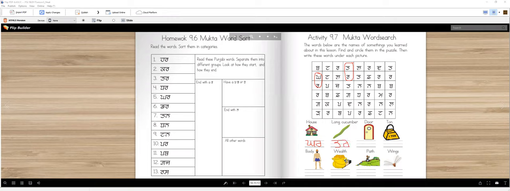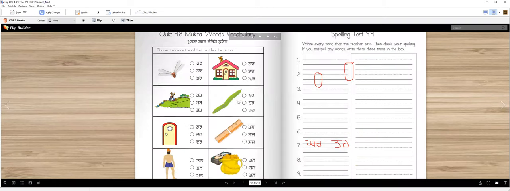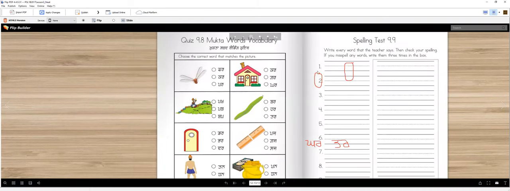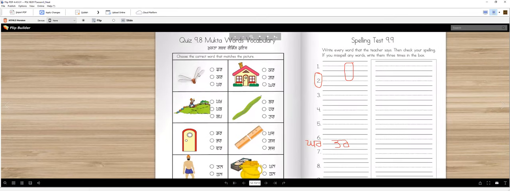And then we are done with this lesson. I think, let me check the next page. This is a quiz. So you are going to do this quiz by yourself at home. Okay, and we will see how you did. This is, what are these wings? It's called par, right? So where is par? Par, kar, par, right here. This is the one. So these are all the words, only 8 words. And you're going to do the quiz.